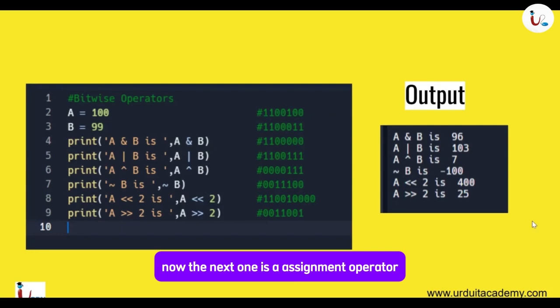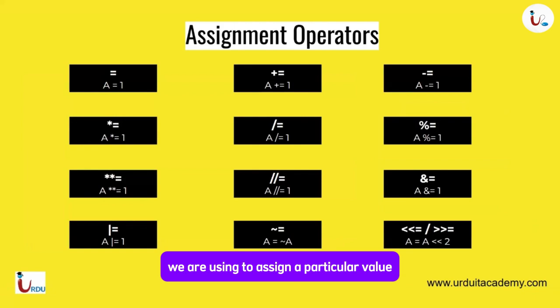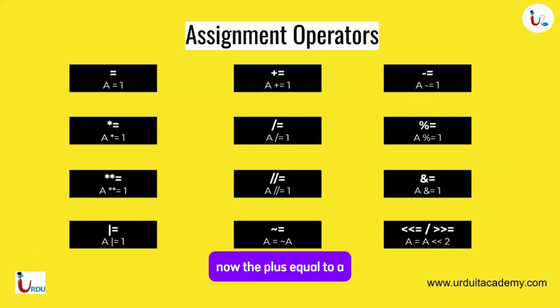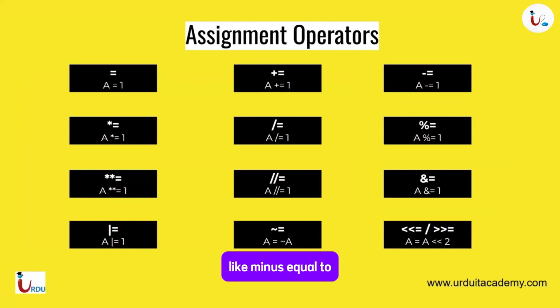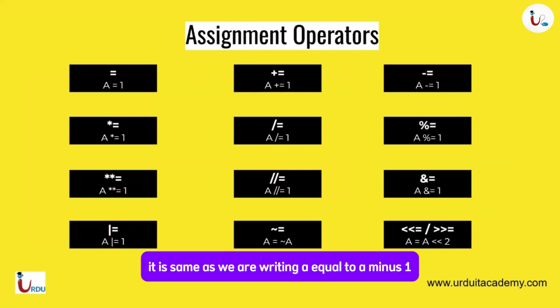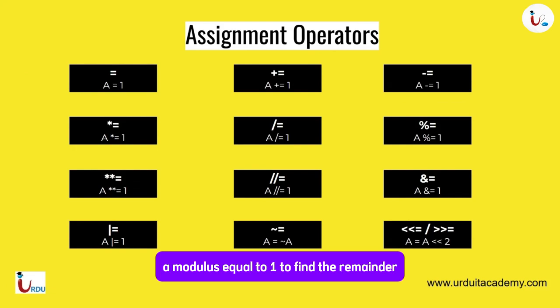Now the next one is an assignment operator. As the name suggests, we are using it to assign a particular value to a variable. So the first one is the equal to operator. A equal to 1 means the right side value 1 will be stored inside the left side variable A. Now A plus equal to 1 is the same as writing A equal to A plus 1. Similarly we have operators like minus equal to. It is the same as writing A equal to A minus 1. Same way A star equal to 1, A slash equal to 1 for division, A modulus equal to 1 to find the remainder. It's the same as writing A equal to A modulus 1, okay?